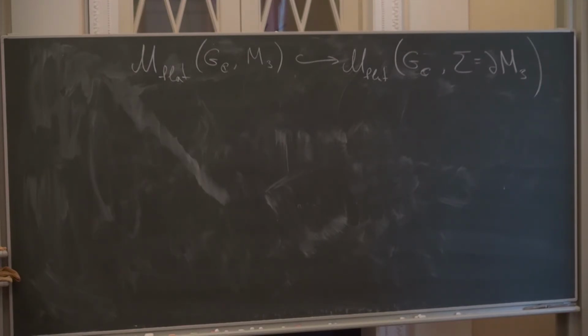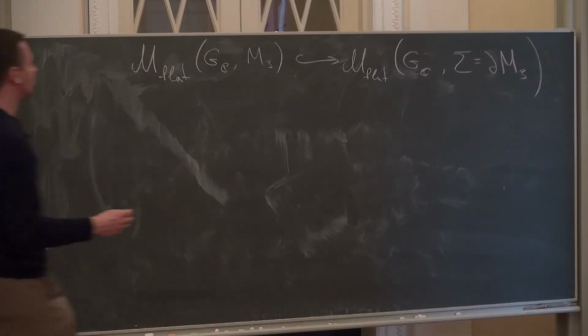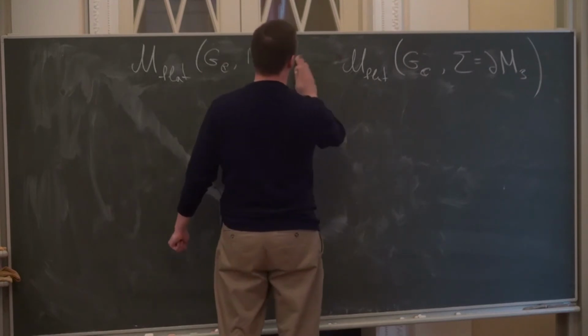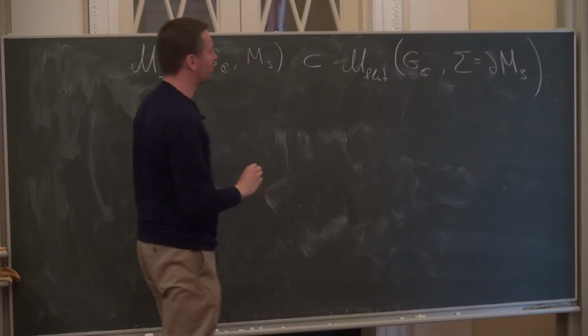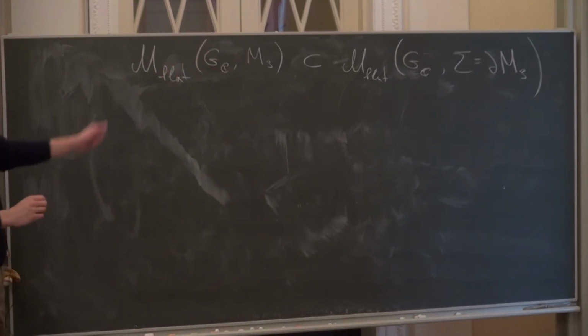Why do you write that this is an injection? Well, whatever I'm going to write is not going to be subtle, precisely because of singular points. Let me just write that it's contained. There are several ways to continue the flat connection from sigma to the whole manifold. So yeah, it's okay.